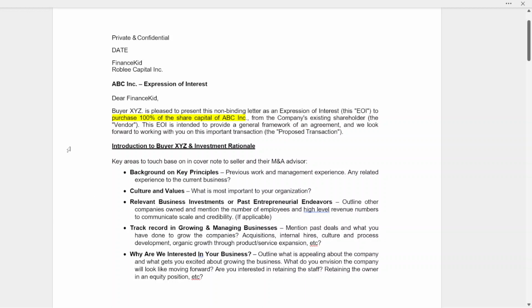Today we're going to be talking about expressions of interest, EOIs, and these are offers that you would submit to a business owner when you're interested in buying their business. And this is really the preliminary offer before a more formal and detailed letter of intent.